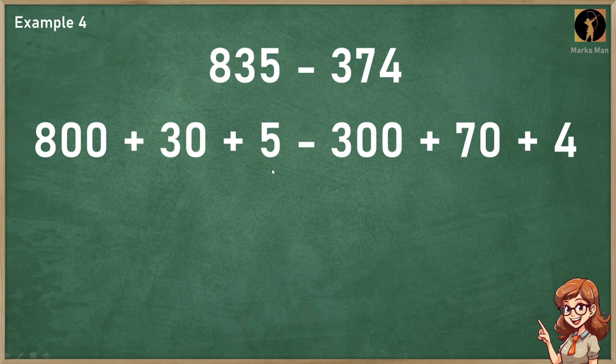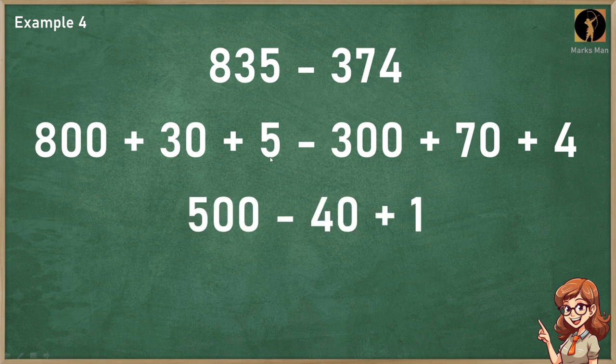Next step, you need to subtract the numbers with the same number of digits. So, 800 minus 300, that is 500, and 30 minus 70, that is negative 40. And 5 minus 4, that is positive 1. So, 500 minus 40, that is 460, plus 1, that is 461. So, that means 835 minus 374 is equal to 461. I hope that's clear.